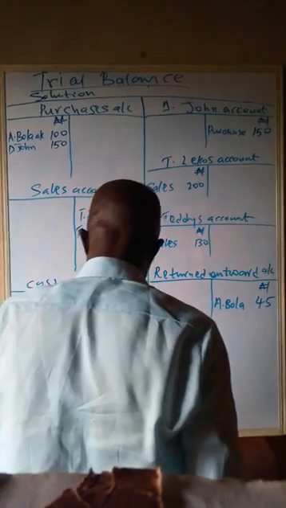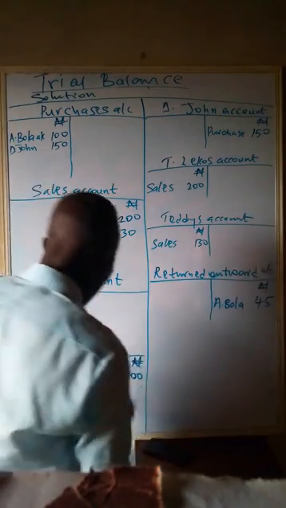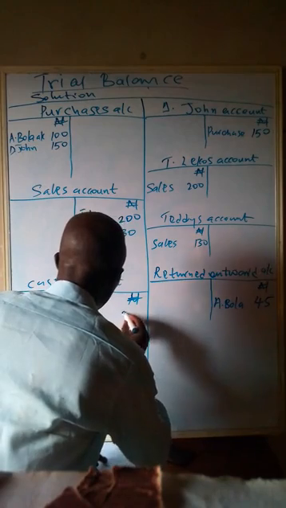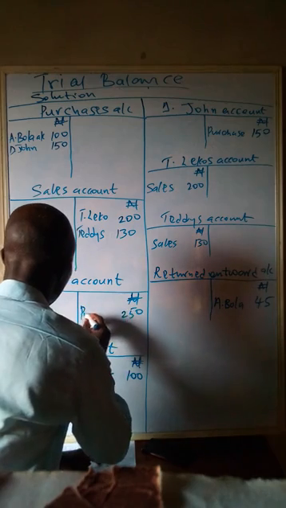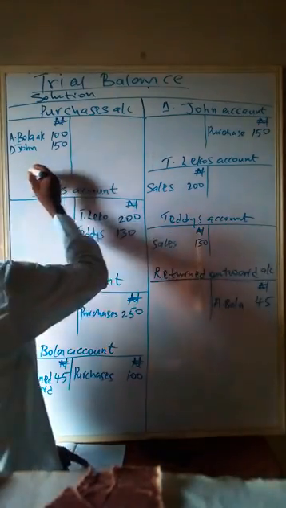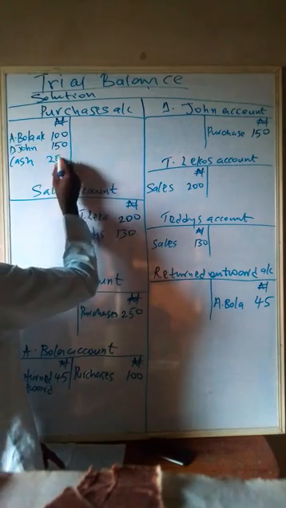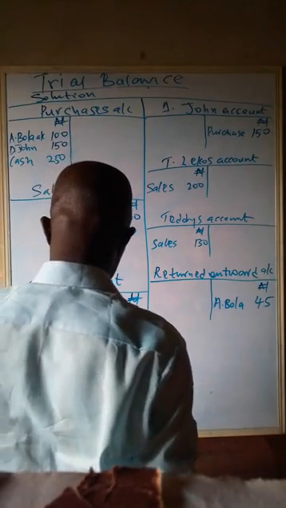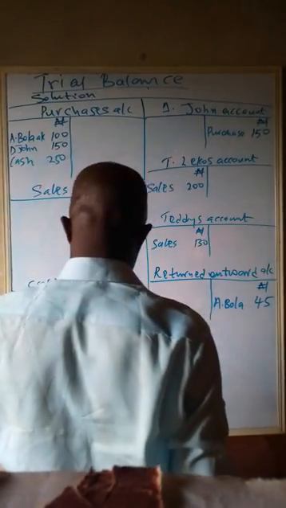45. Goods bought for cash. So we go to cash account. We bought goods, that means we bought it with money in the cash account, 250 naira. And what's the corresponding entry? That is purchases account. So I come to purchases. I have my cash account here, and that is 250.